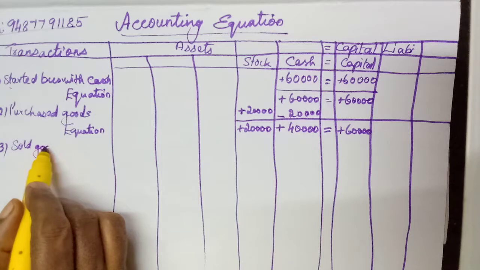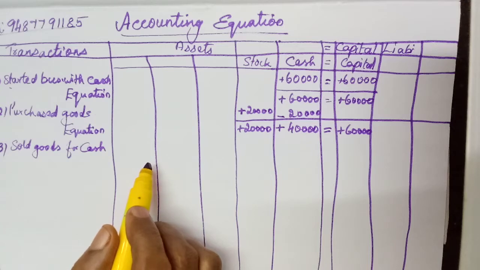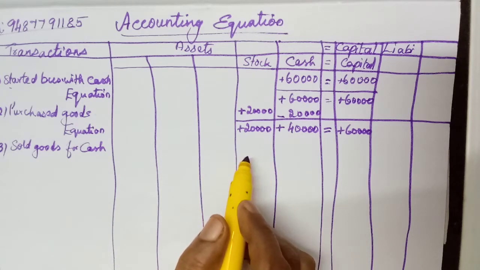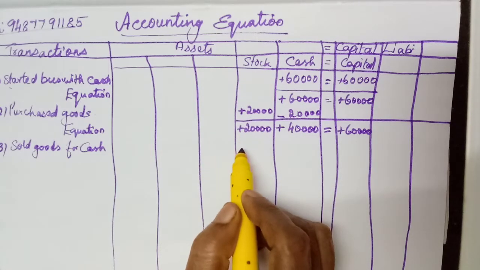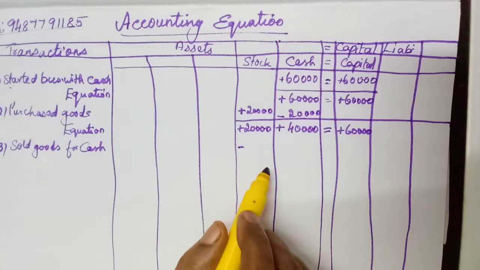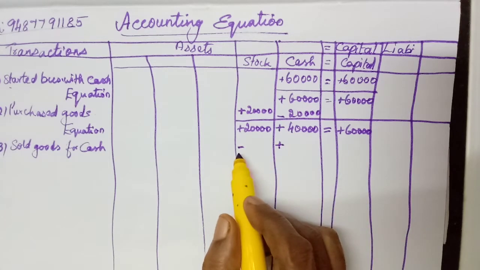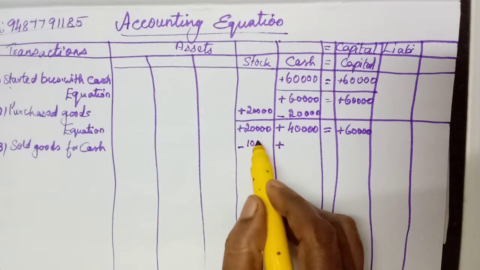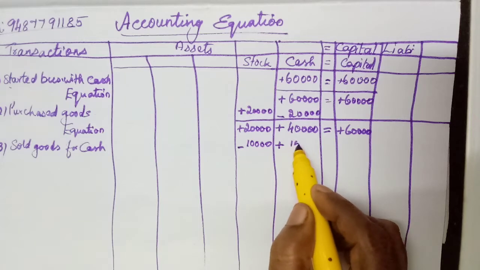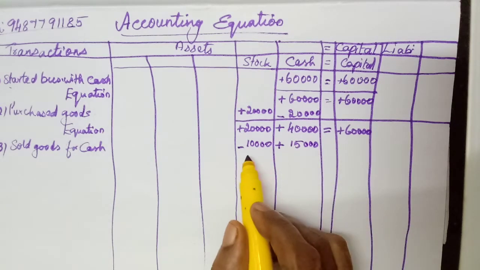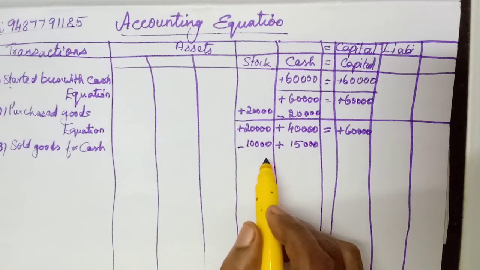Then the third transaction, sold goods for cash. Here costing 10,000, we are selling for 15,000. Costing means what? Goods sold means it will reduce the stock, isn't it? And it will increase the cash. Now you see, costing 10,000, only 10,000 of goods we are selling, but for how much? For 15,000. So for 10,000 goods we are selling for 15,000, so that 5,000 is the increase, isn't it?